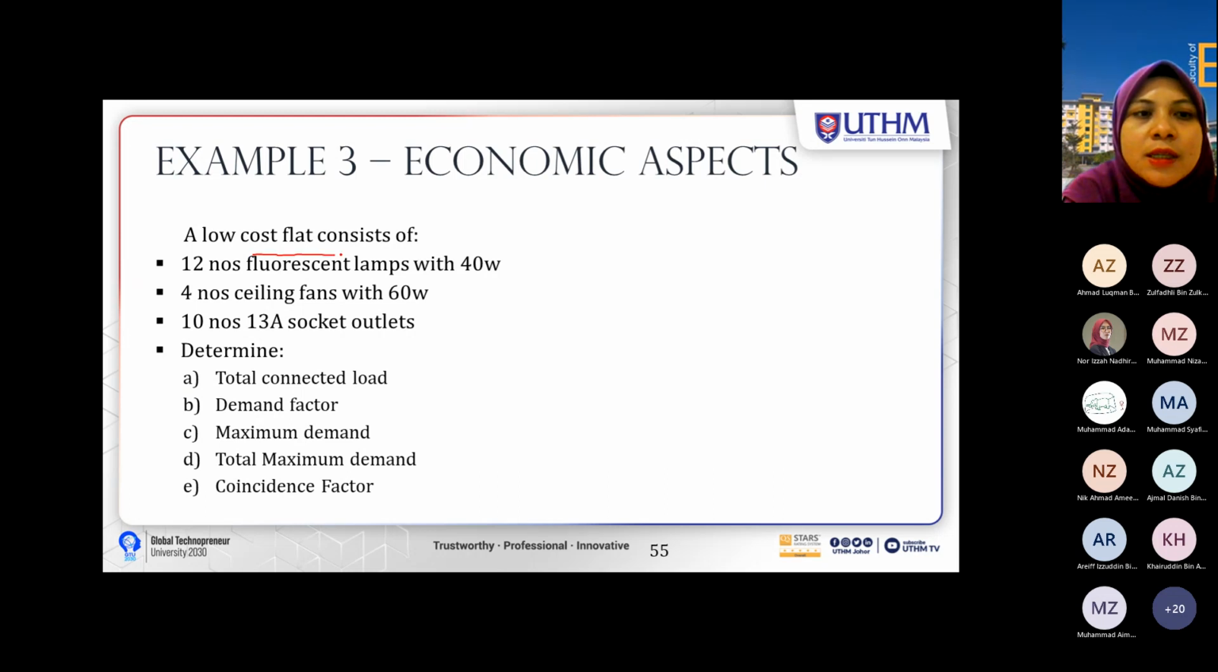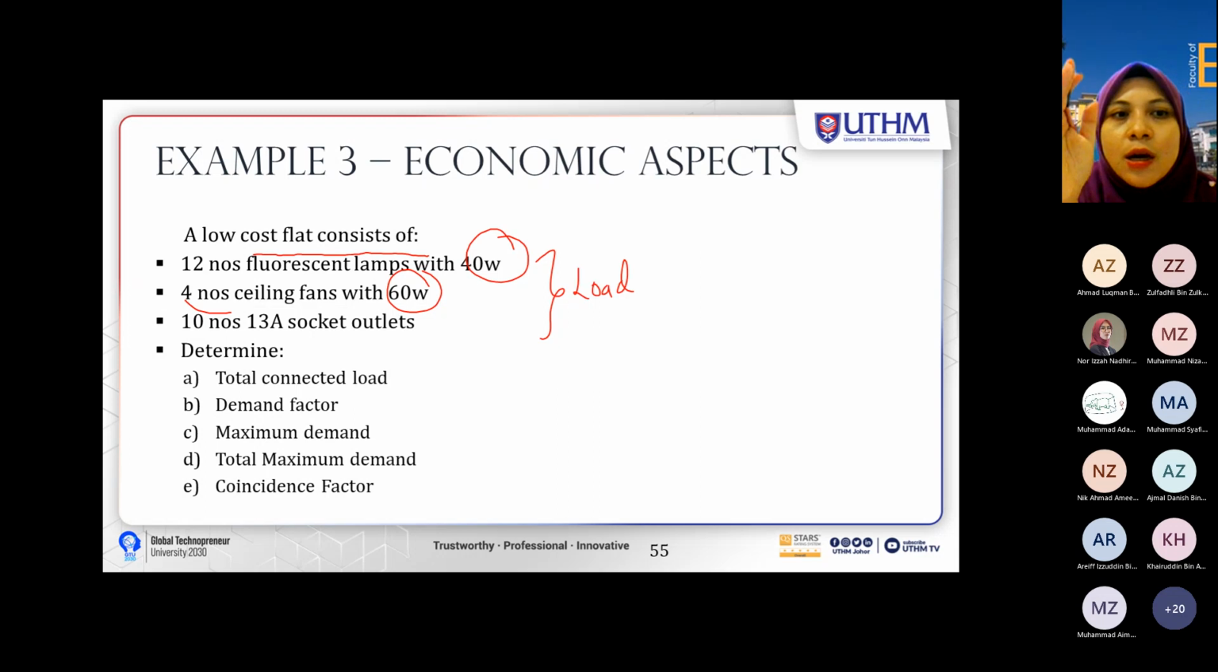A low cost flat consists of 12 numbers of fluorescent lamps with 40 watt, and then we have 4 numbers of ceiling fans with 60 watt. This is all the information of the load, the types of load available in your flat. And then we have 10 numbers of 13 amp socket outlets or SSO. So you have to determine: first, the total connected load. Second, the demand factor. Third, the total maximum demand, and also the coincident factor.